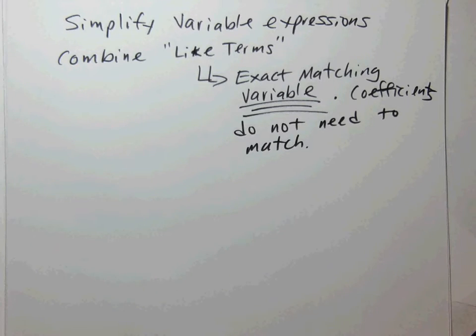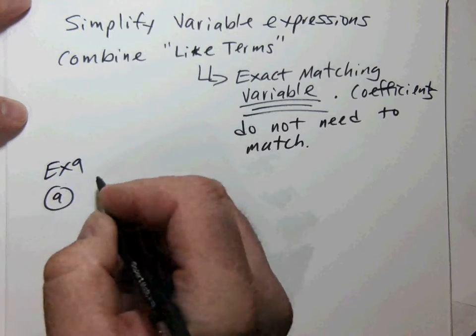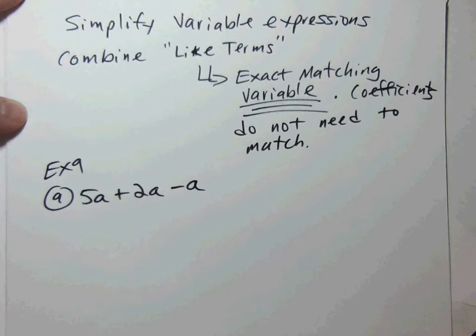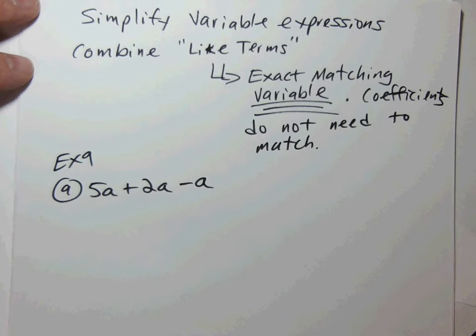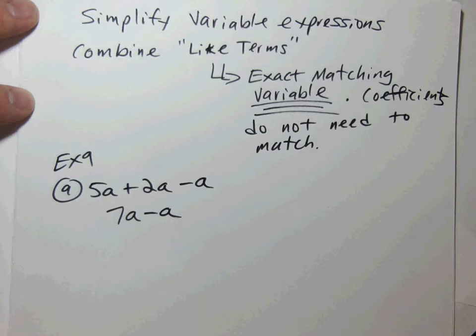All right, if we take a look here at example 9 on page 321, part A. 5a plus 2a minus a. Okay, I'm just going to put those things together. I've got 5 apples, I'm going to add 2 apples to it, and then I'm going to take 1 apple away. How many apples are left? We know how to do this. 5a plus 2a is going to be 7a, but then 7a minus an a is going to be 6a. Combine like terms. They all had to be matching a's, and they were. I can simply add and subtract and combine them.